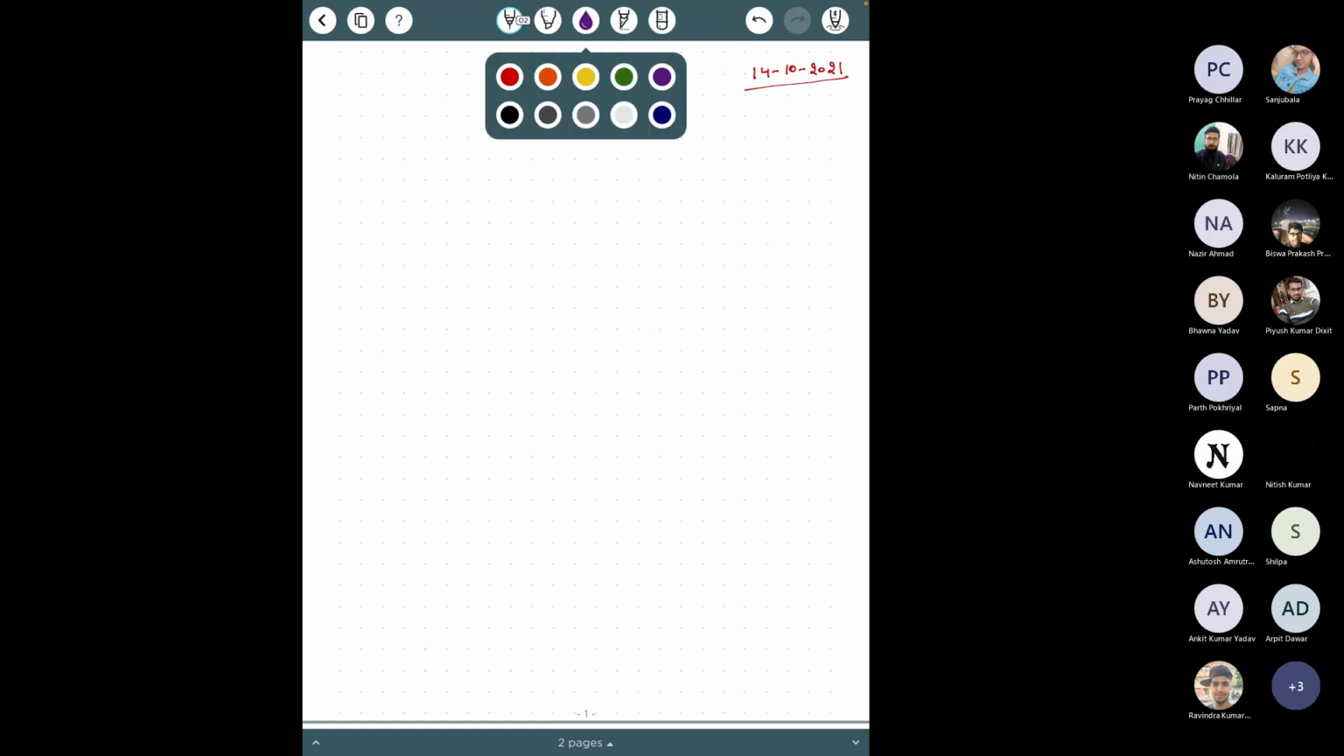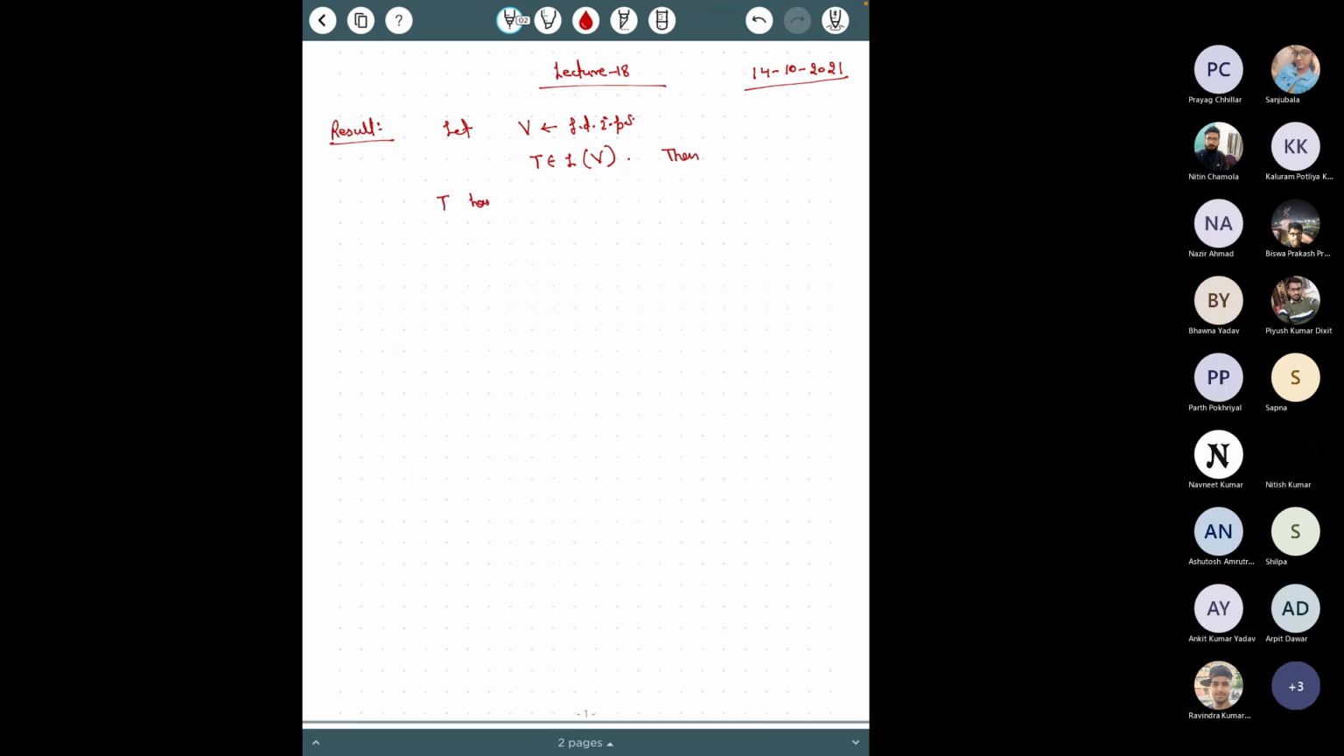All right, so let me write the result first. Let V be a finite dimensional inner product space, and suppose that T is a linear operator on this V. Then T has an adjoint on V. What does it mean? That means there exists a unique operator T star on V such that this relation is true. This relation is true for all vectors U and V in V.